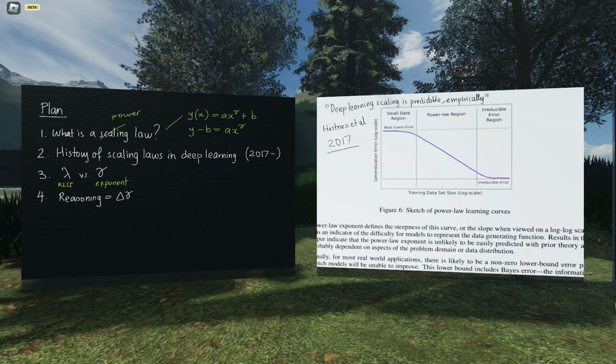So what they did was they trained some transformer models, also LSTMs, on various tasks, mostly natural language, if I recall correctly. And they observed power law scaling for test loss as a function of data set size. Okay, so that's what you see here and here.